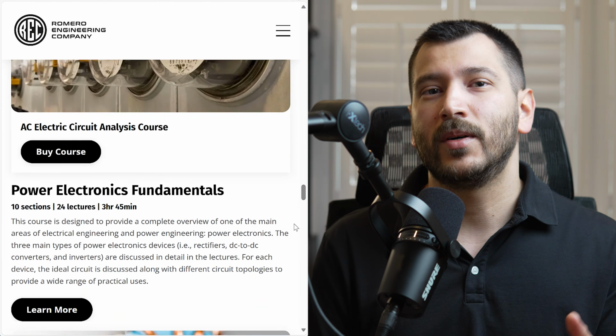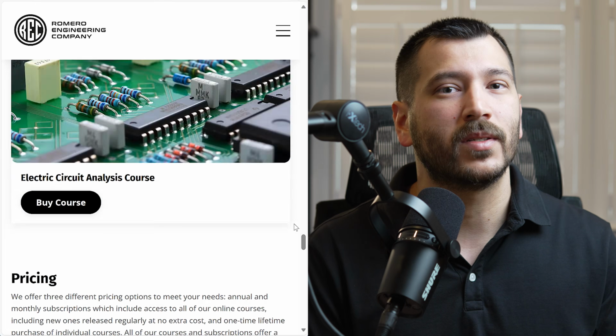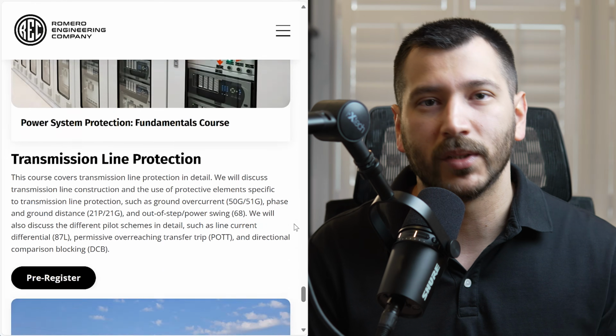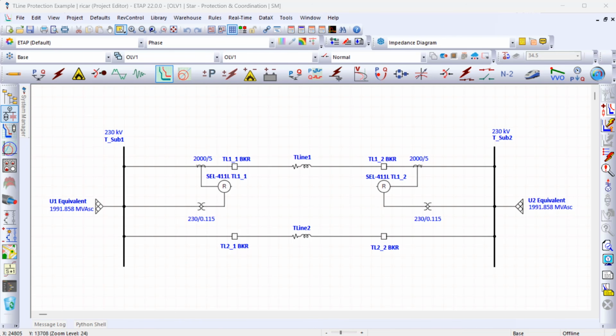All right, so let's get right into it. Let's see how we can set up a line current differential scheme using the SEL-411L protective relay. So let's say, for example, that we wanted to implement a line current differential scheme for this top transmission line that I have over here on the screen, which I've called T line 1. So this one over here. And in this case, we'll be using two SEL-411L relays, one at each end of the transmission line. So we have one over here on the left side and one over here on the right side.